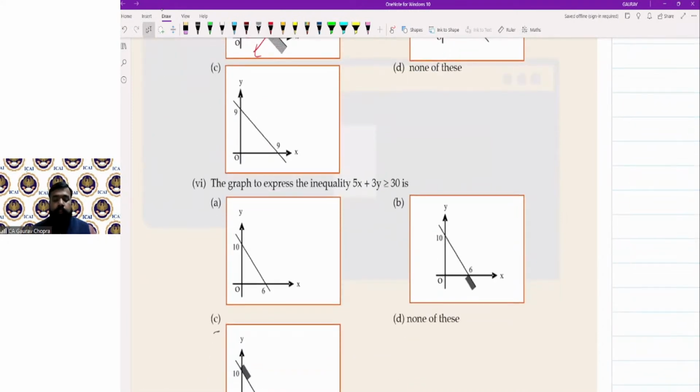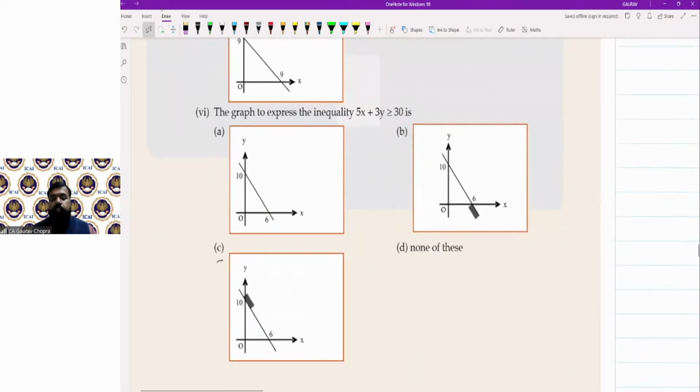Then the sixth one. 5x plus 3y greater than equal to 30. Greater than equal to 30. So since it is greater than, or we can say more than, we have to mark the outside region. Outside means away from origin. Away from origin. So option number C.